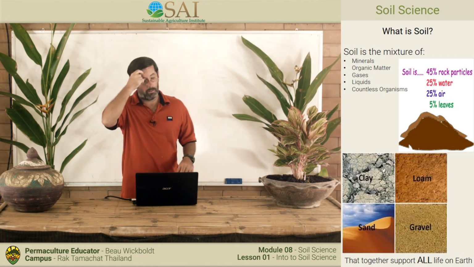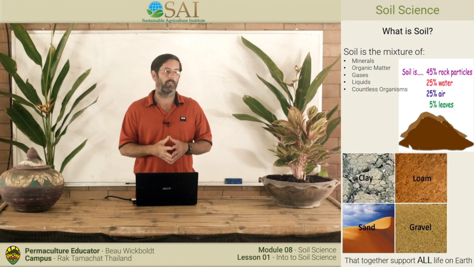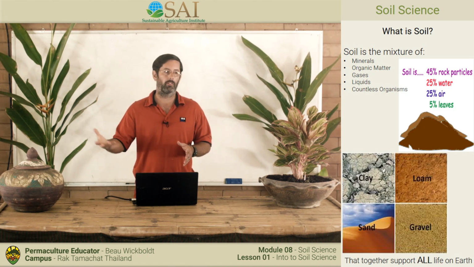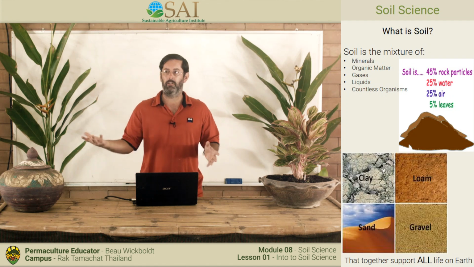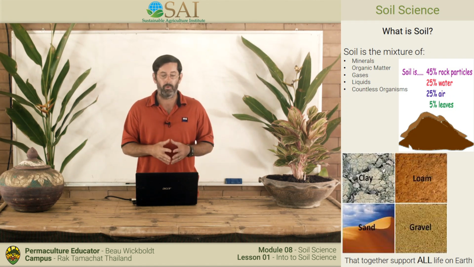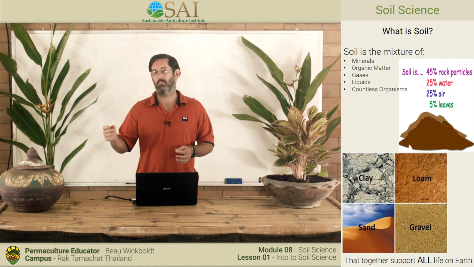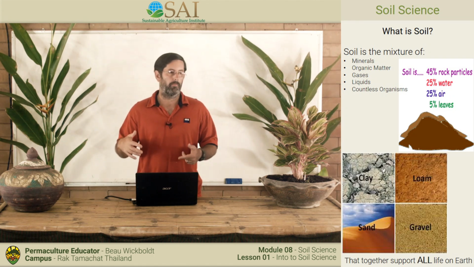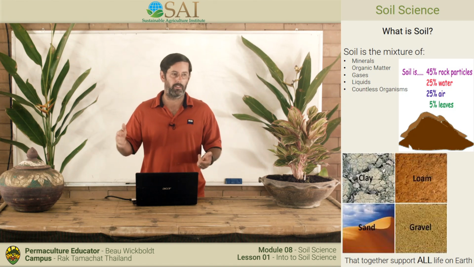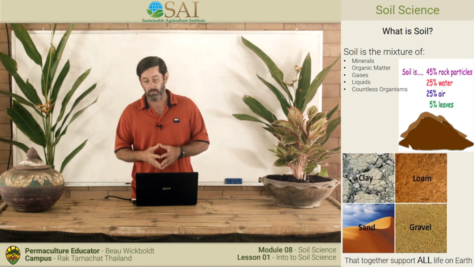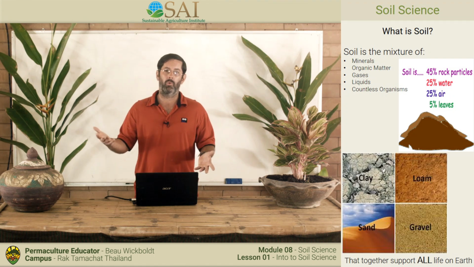So what is soil? Well, soil is a mixture of different components. Typical soil that we would find in a non-agricultural context, if we go to dig up, like in a forest, is going to be comprised of minerals. So soil is 45% rock particles. Rock has been broken down through geologic processes, bacterial processes, and tree root interactions to form our soil. 25% of the volume is water.